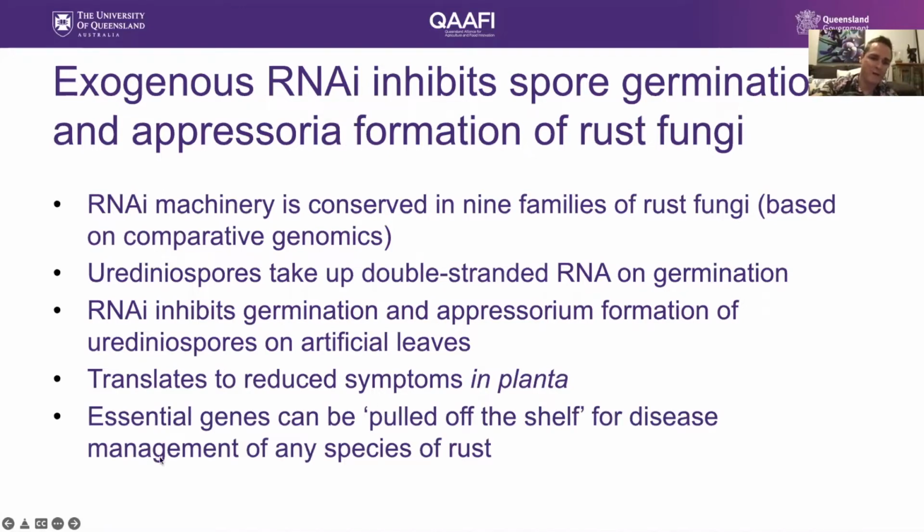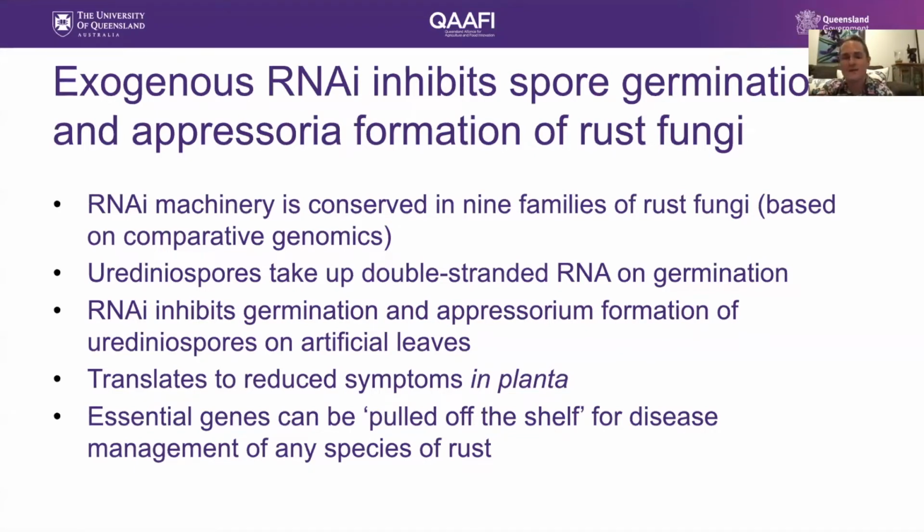And then that last question was whether we could use essential genes as targets for RNAi. And my colleague Anne reckons that we can, that it's so effective in rusts for a hypothesis that is to be tested because of RDRPs, which might be active. So the cool thing about these essential genes is that they really can just be pulled off the shelf.